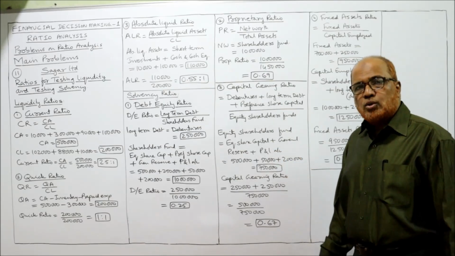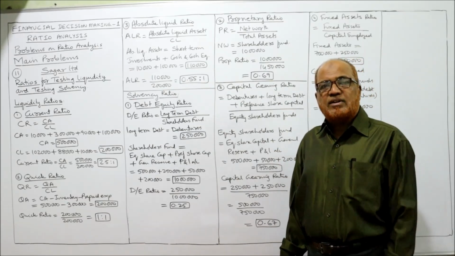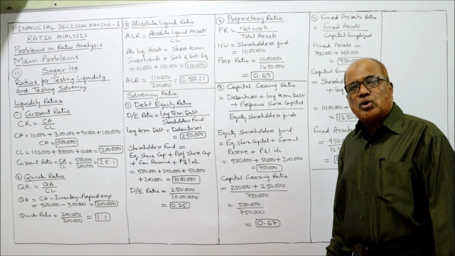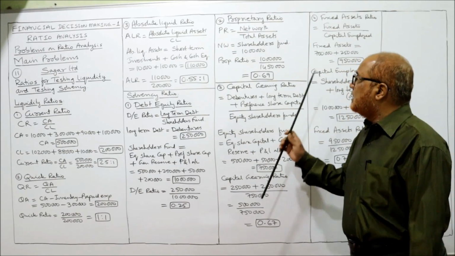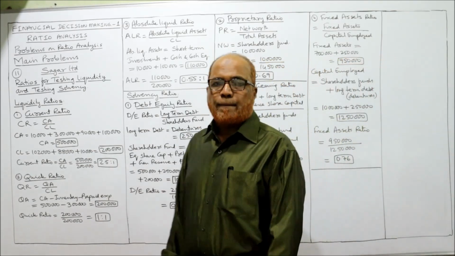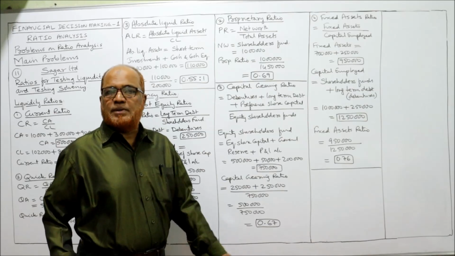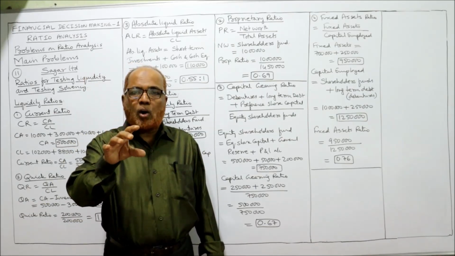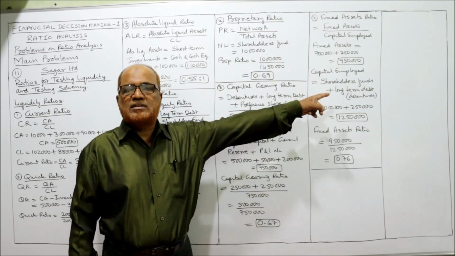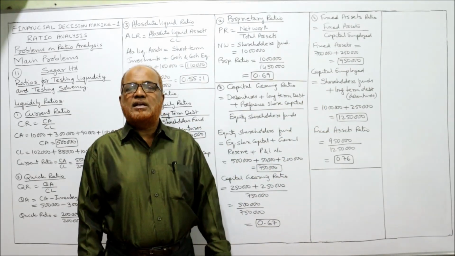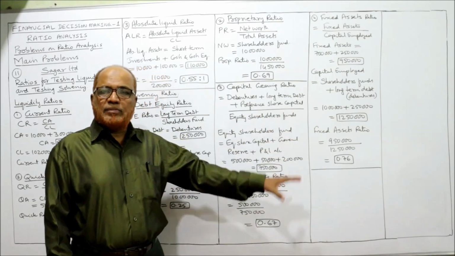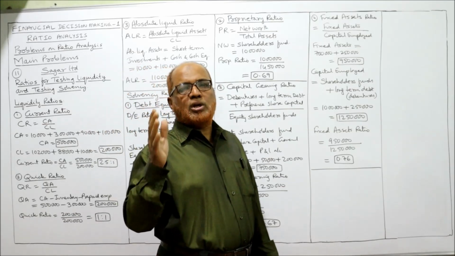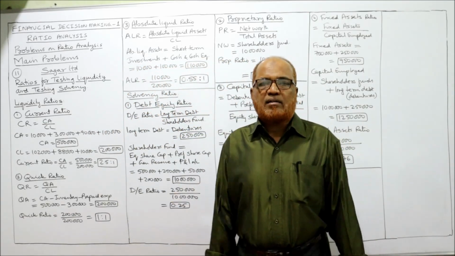Then capital gearing ratio. The funds bearing fixed interest, fixed dividend percentage are 67%. Those are the funds which bear fixed interest and fixed dividend. Last, fixed assets ratio. The fixed asset ratio shows 76%. That means 76% of the capital employed is invested in fixed assets. Remaining 24% is invested in current assets. So from this analysis we can conclude the liquidity and solvency position of the business is satisfactory.